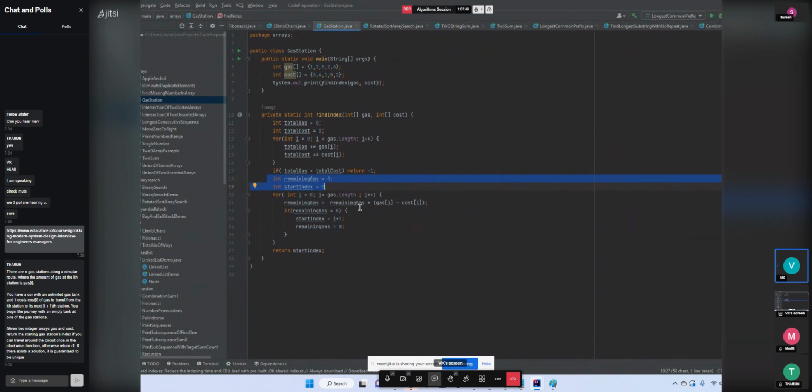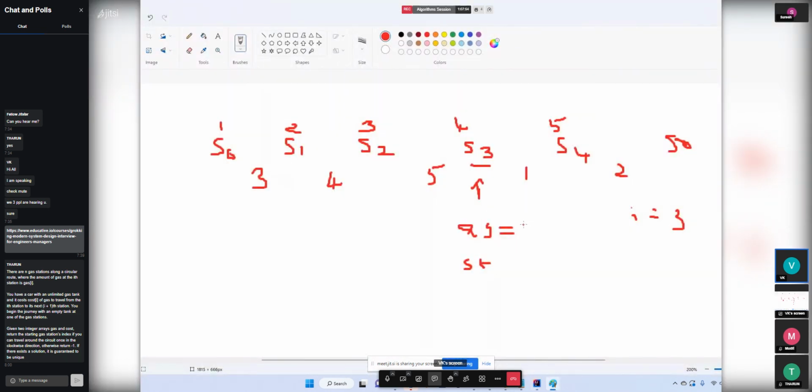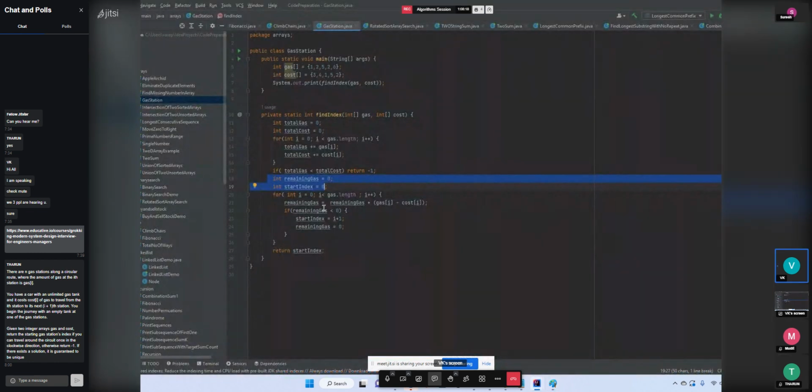Now in this case, what happens? Remaining gas becomes remaining gas plus gas of I minus cost of I. Remaining gas is anyway 0 because in all the previous iterations we are resetting to 0 on negative values. Plus the available gas, 4, minus the cost to traverse from S3 to S4, which is 1. That becomes 3, right?